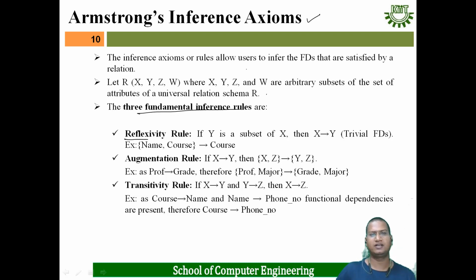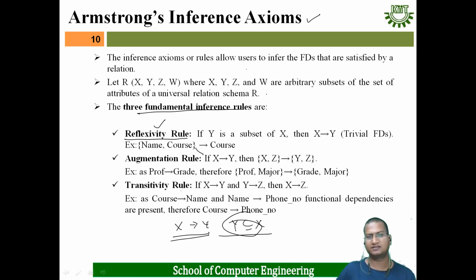First one is the reflexivity rule. What does the reflexivity rule tell you? If Y is a subset of X, then X determines Y. That means this is the opposite of trivial functional dependency. In trivial functional dependency, what have we said? Suppose X determining Y is known as trivial if Y is a subset of or equal to X. If I say Y is a subset of X, then X determines Y. This is your reflexivity rule.